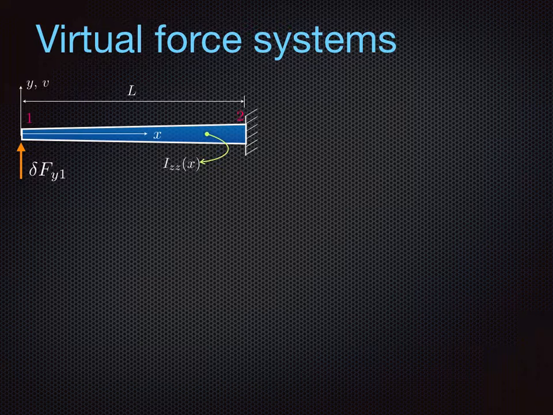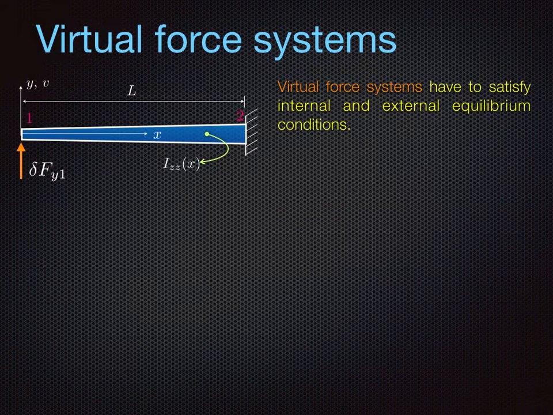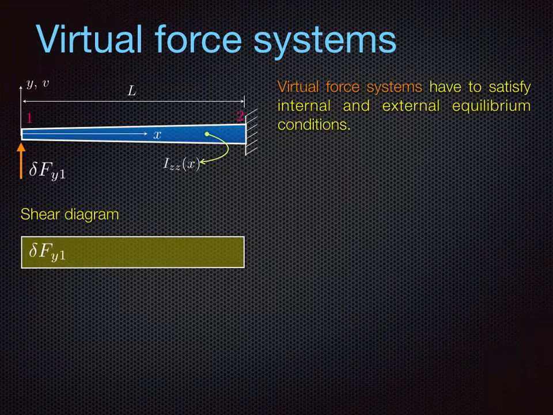And in doing so, we will have to obey certain rules. The virtual force systems that we have chosen to our advantage have to satisfy internal and external equilibrium conditions. Case in point, the shear diagram for this particular choice of the virtual force system is as follows. It's just a constant.